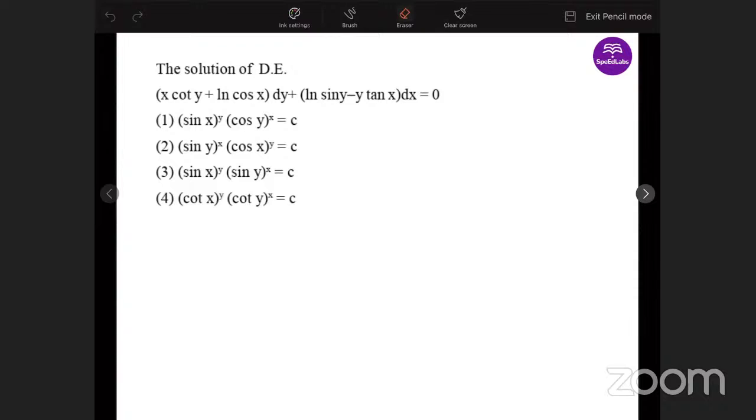Divya, if you see the question carefully, it is x cot y plus ln cos x, right? Yes, sir, natural log cos x. So before jumping into the question, what is the differential, one second. What would be the d by dx of log sin y?